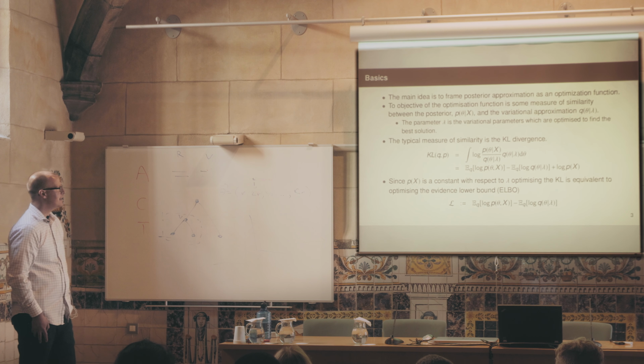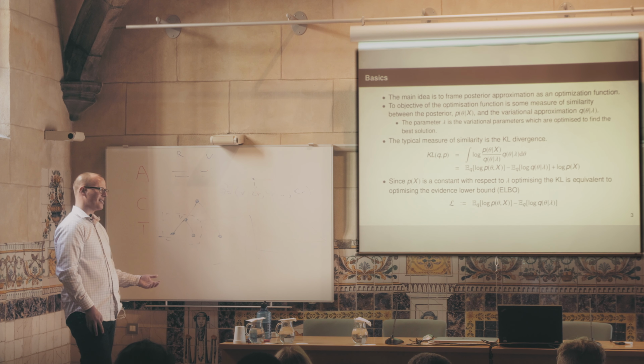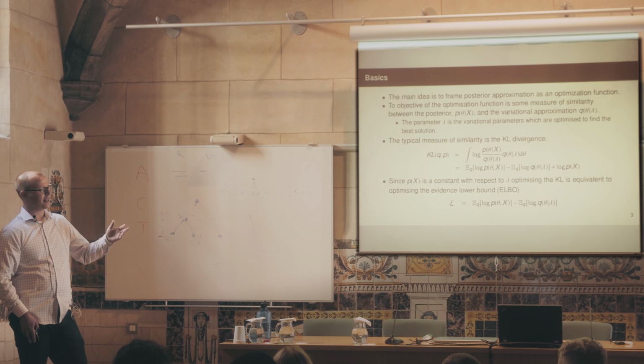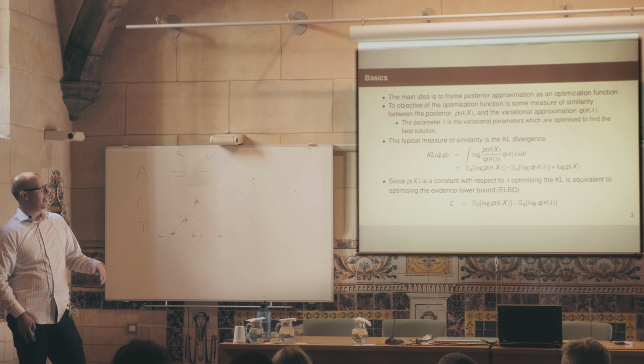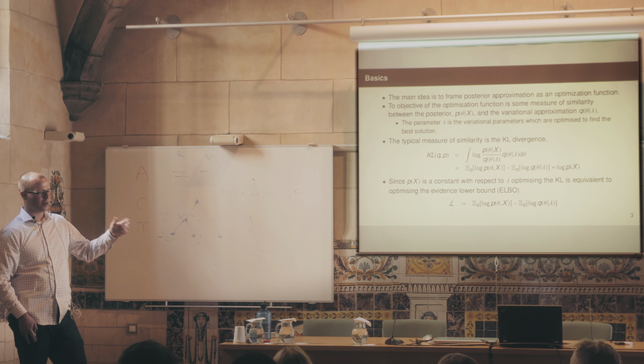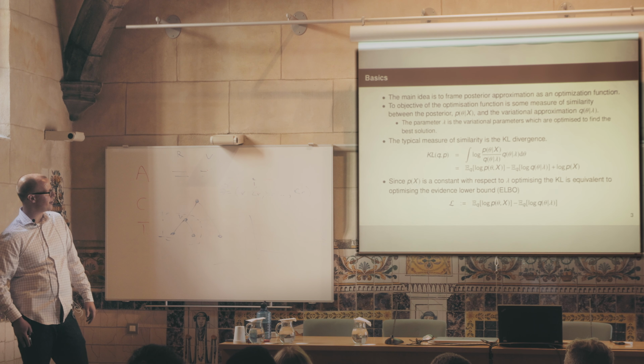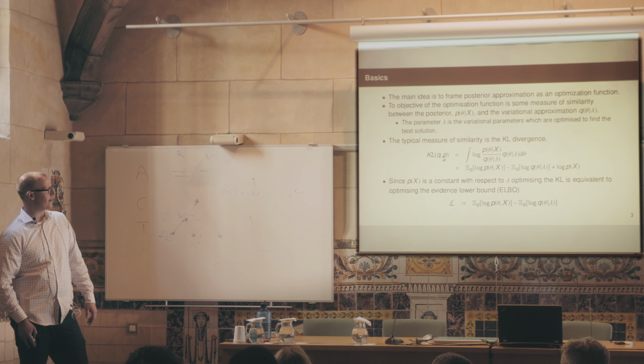The basic idea of variational inference: instead of trying to sample to approximate the posterior, we come up with an optimization problem, where the goal is to take our approximating distribution, Q, and try to find one that is as close as possible, in some sense, to our posterior. The typical way we measure closeness in variational inference is through the KL divergence. There are other things you can do, but this is the most common one.